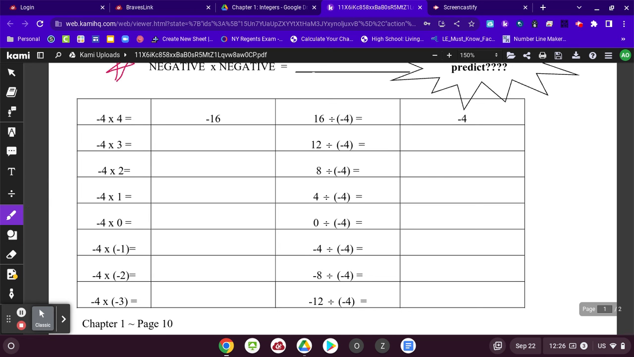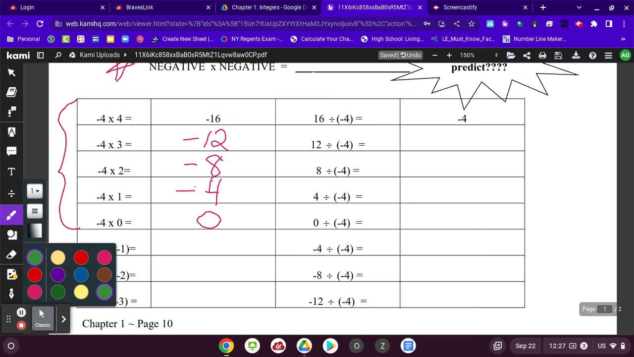So up above, we just discovered that a negative times a positive gives us a negative answer. So negative 4 times 3 is negative 12. And negative 4 times 2 is negative 8. Negative 4 times 1 is negative 4. Negative 4 times 0 is 0. So we based this on the table up above that a positive times a negative gives us a negative answer.